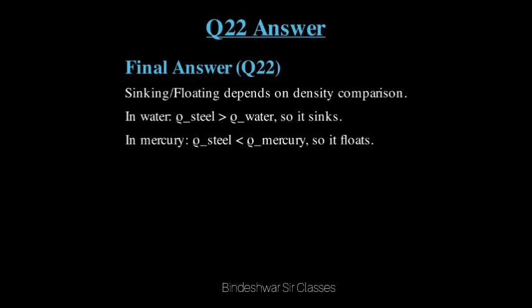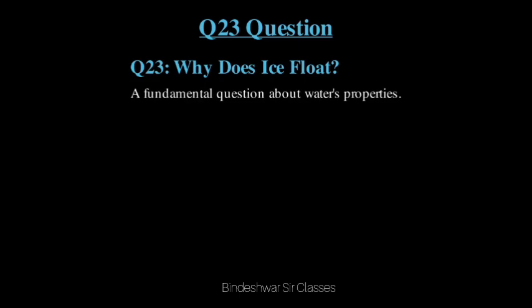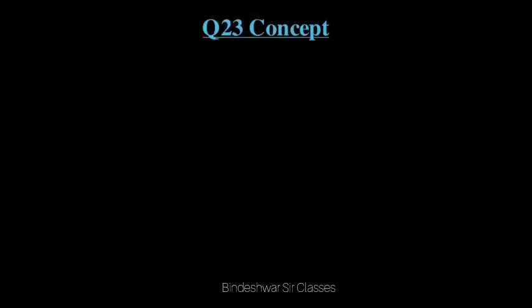Finally, we come to our fourth and last question from the year 2050. It's a classic, why does ice float in water? This question seems simple, but it touches on a very unique and important property of water. Just like the last question, the core concept is the condition for floating. An object floats if its density is less than the density of the fluid. So, for ice to float in water, the density of ice must be less than the density of liquid water.